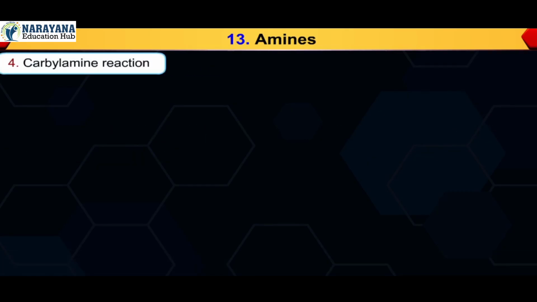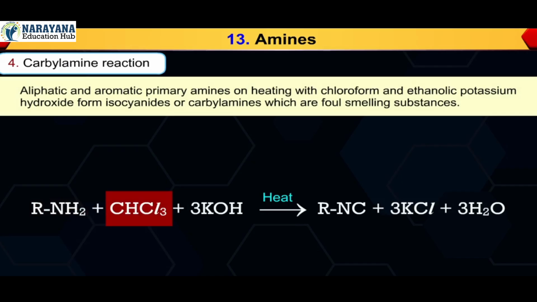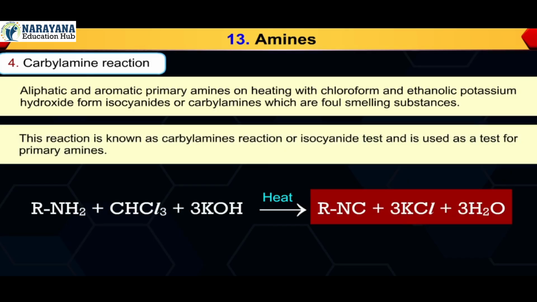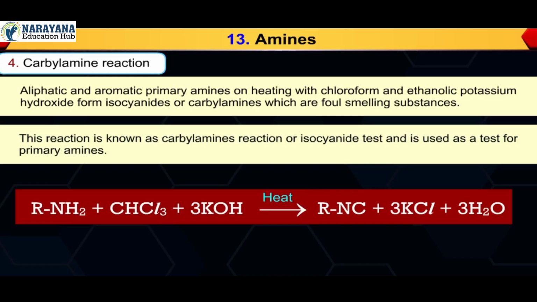4. Carbylamine reaction. Aliphatic and aromatic primary amines on heating with chloroform and ethanolic potassium hydroxide form isocyanides or carbylamines, which are foul-smelling substances. Secondary and tertiary amines do not show this reaction. This reaction is known as the carbylamine reaction or isocyanide test and is used as a test for primary amines. The equation is as follows.